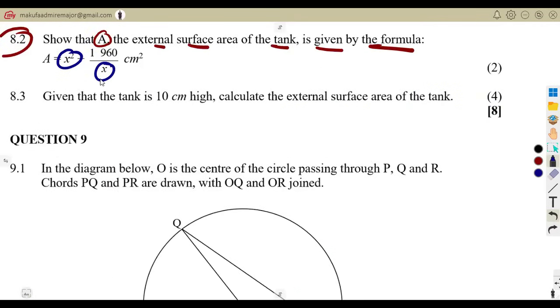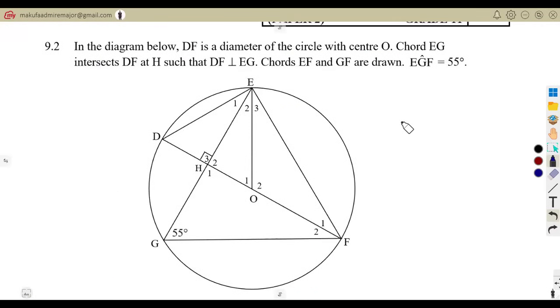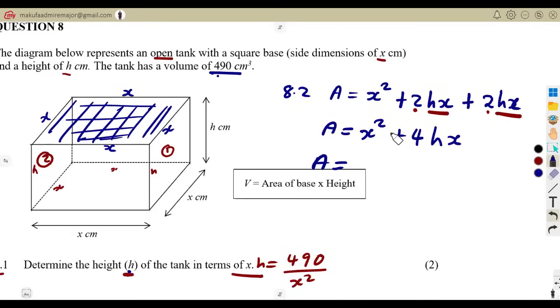In terms of x. So we have to remove the h that we are given there and substitute with x. So it's going to be x squared plus 4h. Remember h, we have it in terms of x. h is given as 490 over x squared, like this, times the x that is already given here. So this is it, guys.